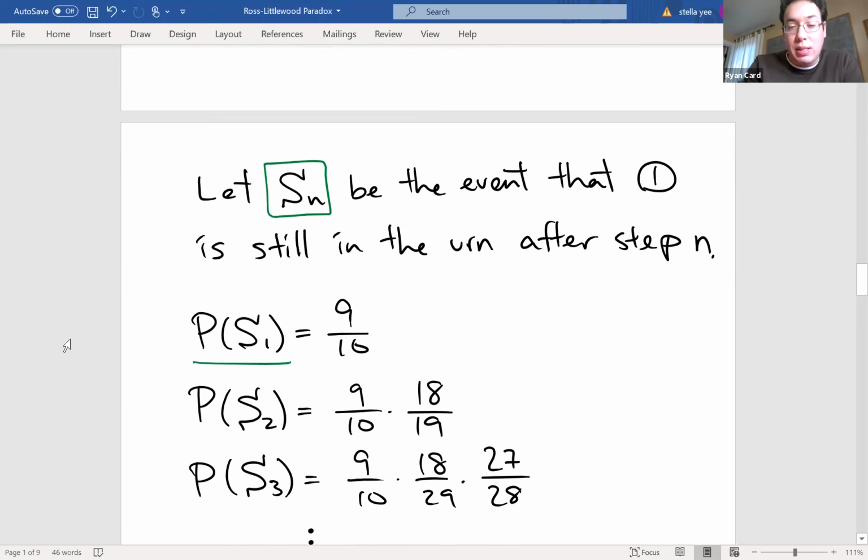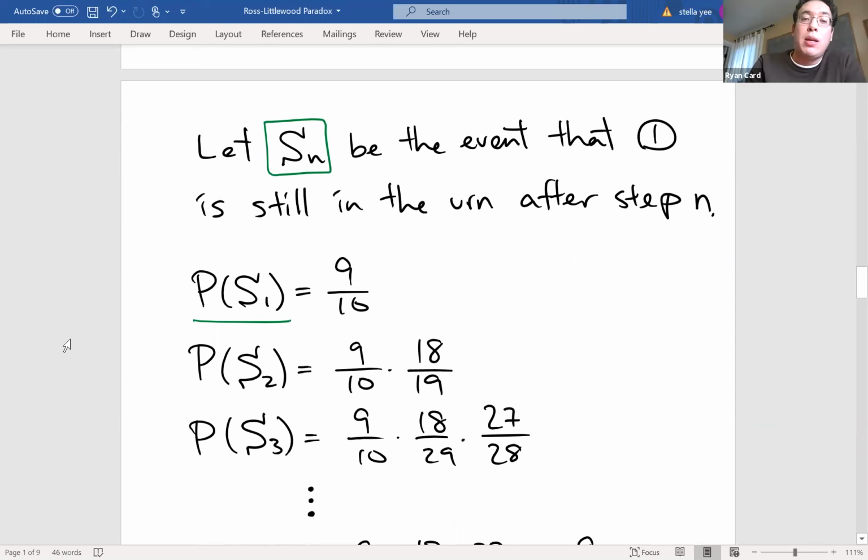After surviving the first draw, the way to survive the second draw would be, after putting in 10 more balls, there should be 19 balls left inside of the urn. And if ball 1 wasn't drawn on the first step, then the probability that it survives the second draw is 18 out of 19, because it's only one ball out of that 19. So that's S2, the probability of surviving 2 steps of this process.